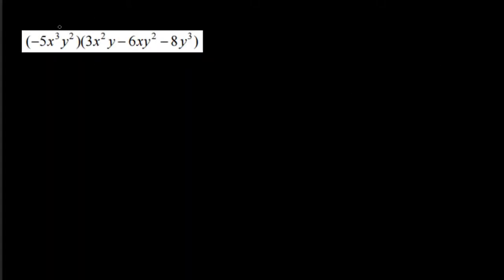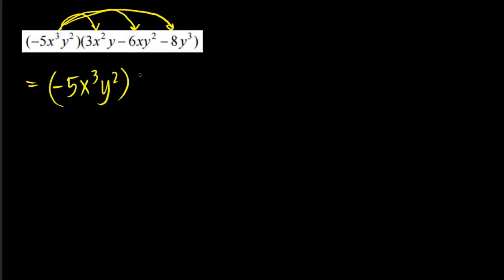Ang aton diri nga term, i-distribute mo na siya sa kada isa. So, sometimes, you may think about drawing a rainbow. So, yeah, distribute na natin. So, we have here negative 5x cubed y squared. Okay? Dason, i-multiply ta siya kay 3x squared y. Now, don't worry about the sign. Just put plus there.